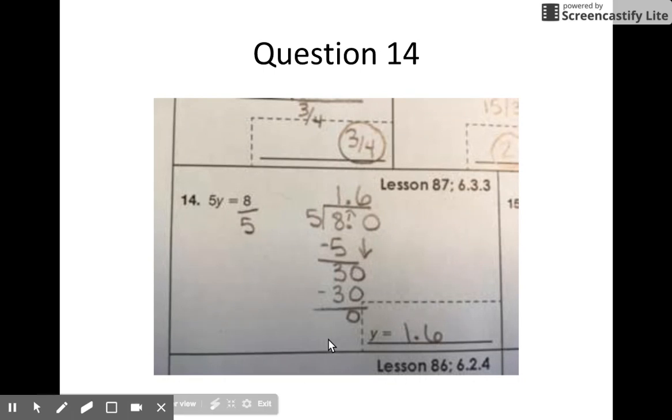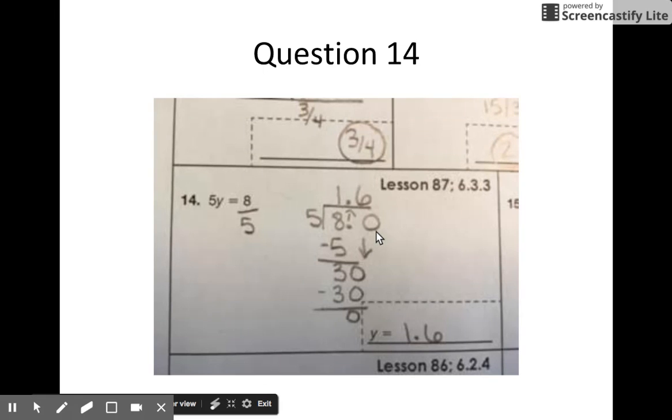Question 14. 5y equals 8. So we are trying to solve for y. Therefore, we have to carry 5 over and divide 8 by 5. So when I'm dividing, I need to add a decimal 0. 5 goes into 8 one time. 1 times 5 is 5. I then take 8 minus 5 and I get 3.